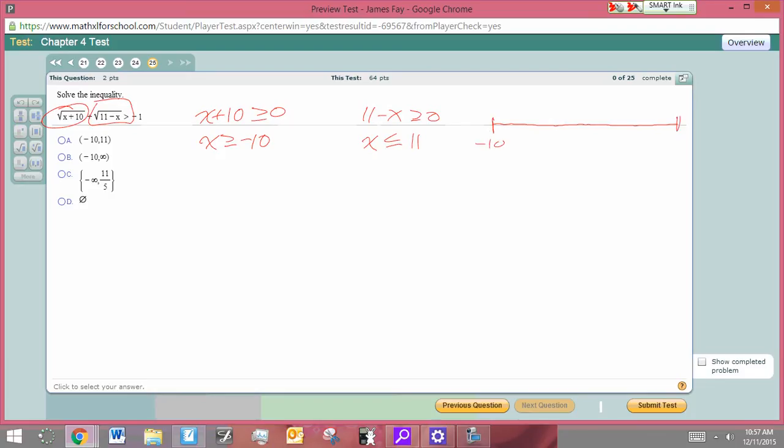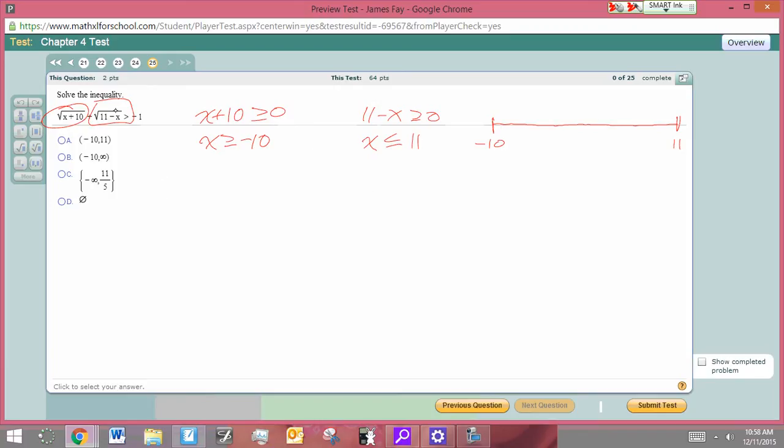Negative 10 and 11. And on my number line, x can only be those values, between those. Now, we might be able to narrow it down, and that's what the next algebra is going to do, is see if we can narrow down. Maybe it's only between negative 8 and 11, or maybe it's only between negative 10 and 6, or something like that. So we've got to do further algebra here to find some more points up here.